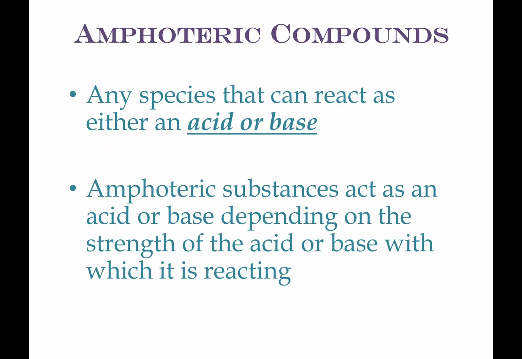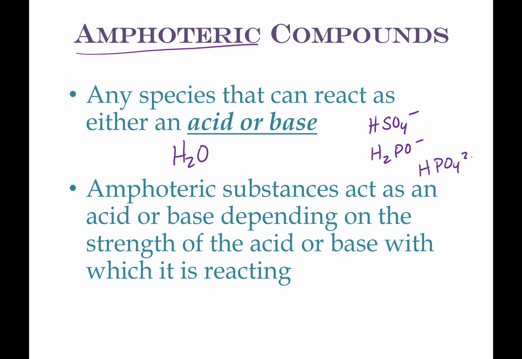Any species that can react as either an acid or a base is known as amphoteric. So amphoteric substances, water is the most common one that we talk about, but really it's anything that can act as an acid or a base. So any of these ones that we've been talking about, HSO4 minus, H2PO4 minus, those can act, and HPO4 2 minus as well. It still has a hydrogen, but it still has room and it could accept another hydrogen as well. So they act as an acid or a base depending on the strength of the acid or base that it's reacting with.